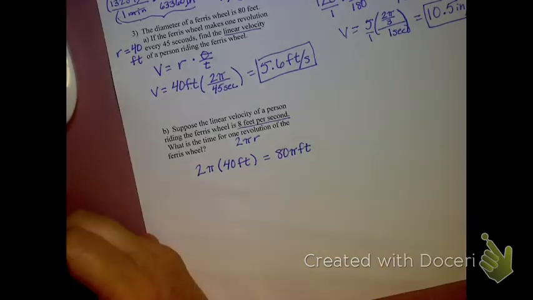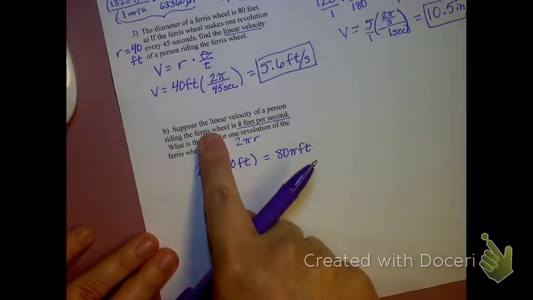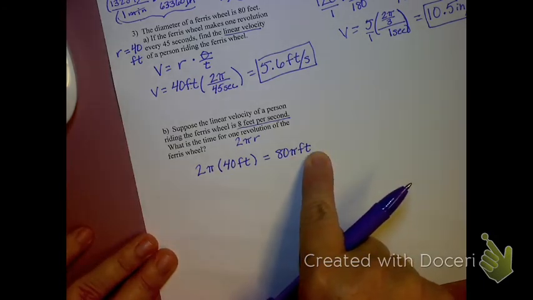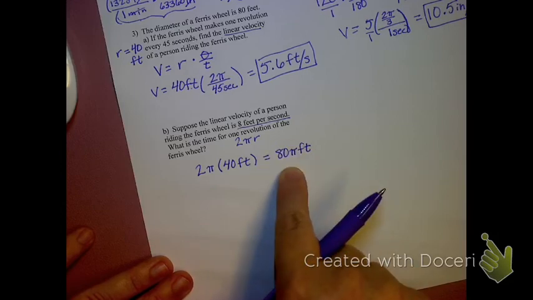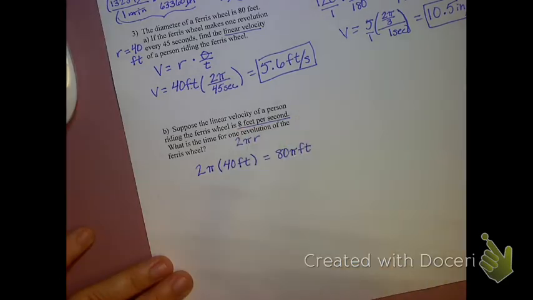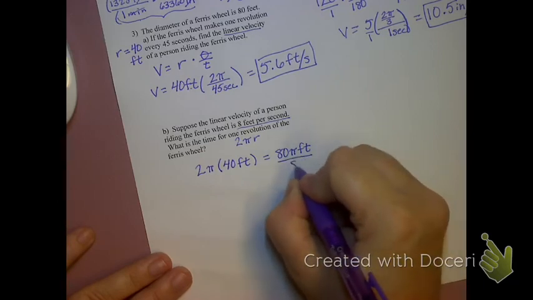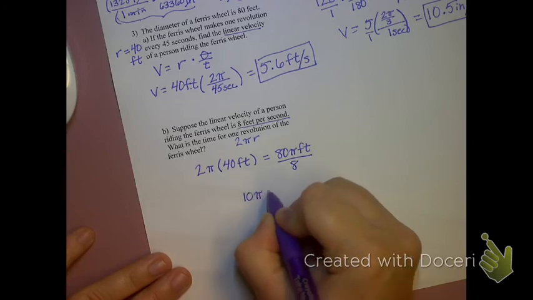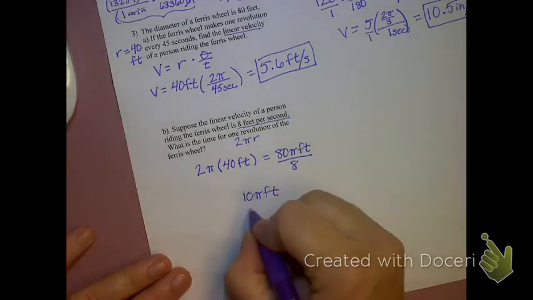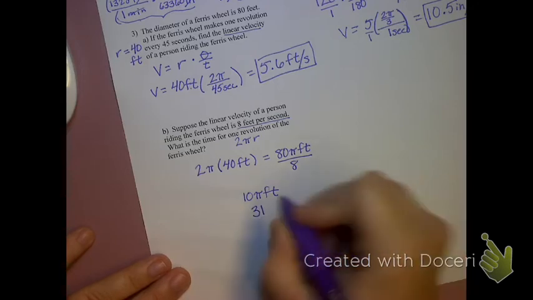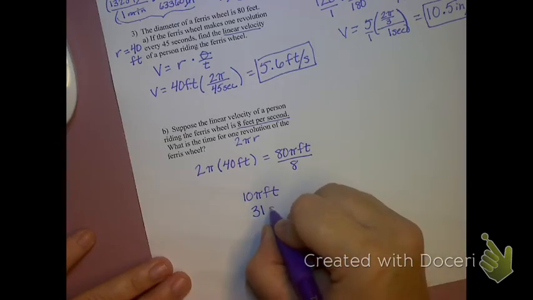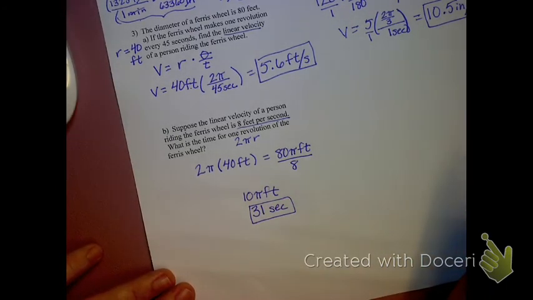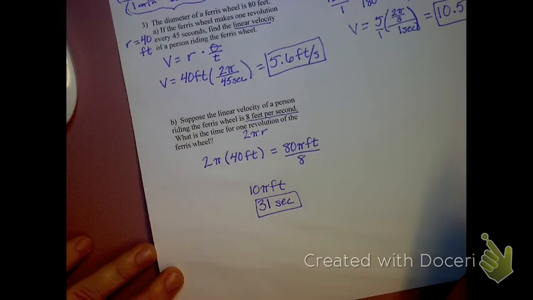Yes, you could go to decimal, doesn't really matter. So this person is going 80 pi feet to complete 1 revolution. That is the equivalent of completing 1 revolution. But they are only moving 8 feet per second, so if I divide that by that 8 feet per second, I get what? 10 pi feet? Well, 10 times 3.14 is 31.4, so approximately 31 seconds is how many seconds it's going to take them. Okay?